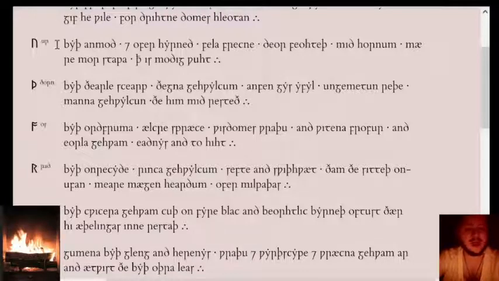So, whatever this thing is, bith anmod. Anmod means proud. It's actually one, and then mod, which is where mood comes from. Mod by itself can mean proud or brave or just having strong emotion. Modi here, again, probably means brave or something like that. So anmod is proud. It's like one of one mood. Proud.